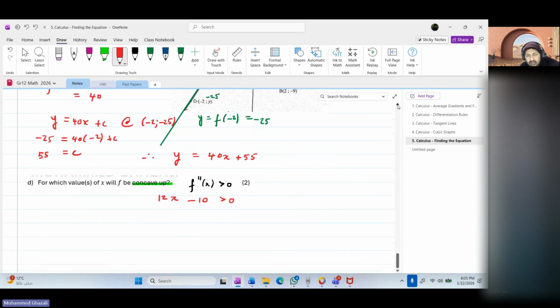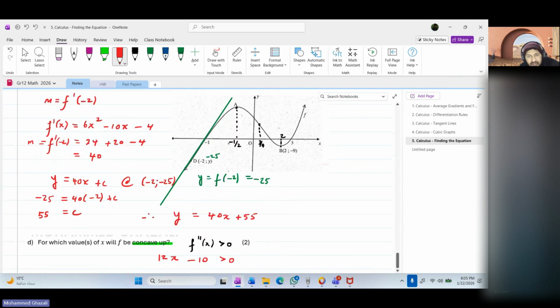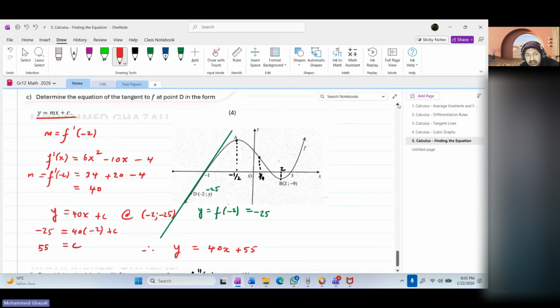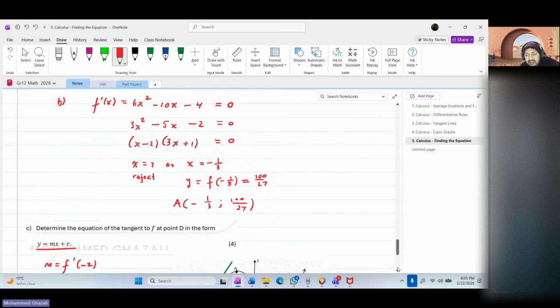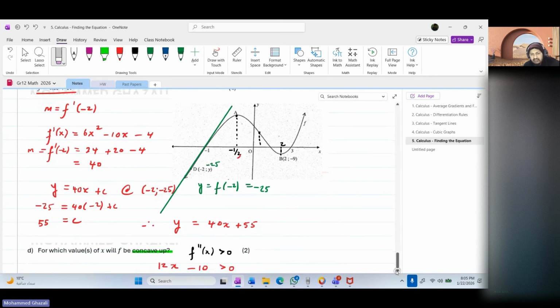Sorry, it wasn't 3/4. Let's check. I think I put 3/4 here. What was the value, what was the coordinate? Oh, this was negative 1/3. Yeah, that was negative 1/3. Why did I say it's negative half? Sorry, that's negative 1/3. Okay, it's fine. I'll show you both methods, all right?